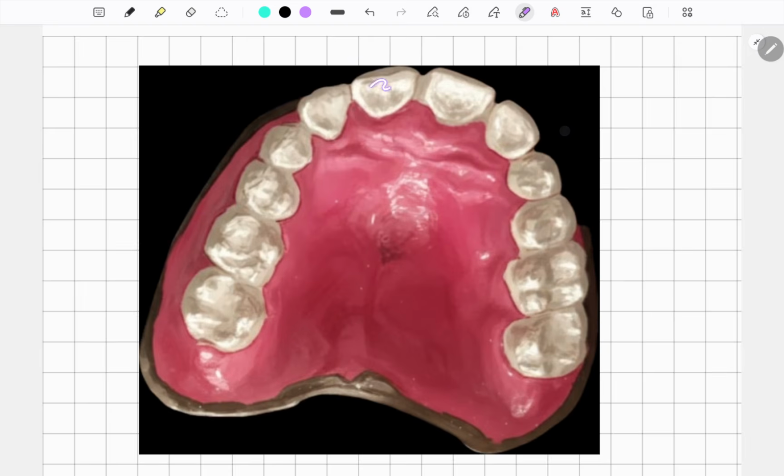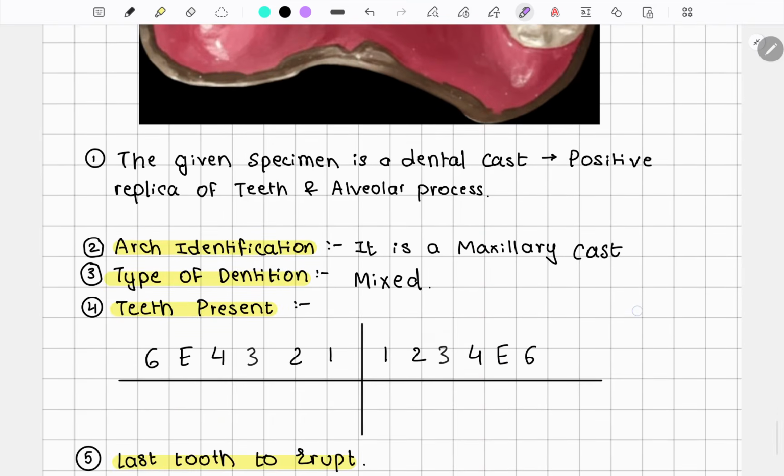So what is our conclusion? That this is 1, this is 2, this is 3, this is 4. This will be E, because this is a deciduous tooth, and this will be 6. So on both sides these will be our teeth present. It is a maxillary cast, as there are rugae present in this cast, and it is mixed dentition, as both deciduous and permanent teeth are present. So let's see how we will write this.